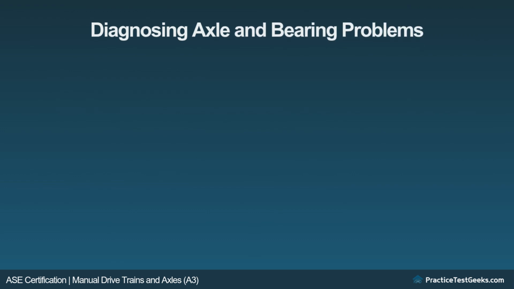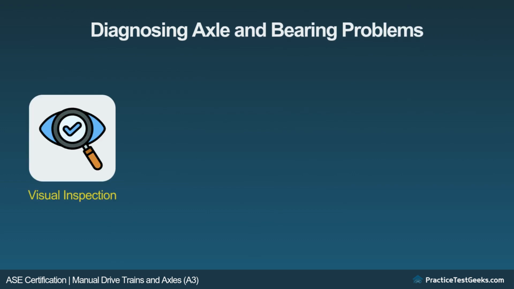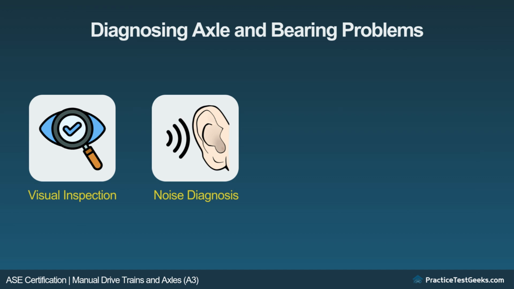Diagnosing axle and bearing problems. Visual inspection. Inspect the axle shafts for visible signs of damage, such as bends, cracks, or dents. Check the wheel bearings for signs of wear, rust, or corrosion. Noise diagnosis. Use the drive test method to help locate the source of the noise. Listen for changes in pitch or intensity as you accelerate, decelerate, or turn the vehicle.